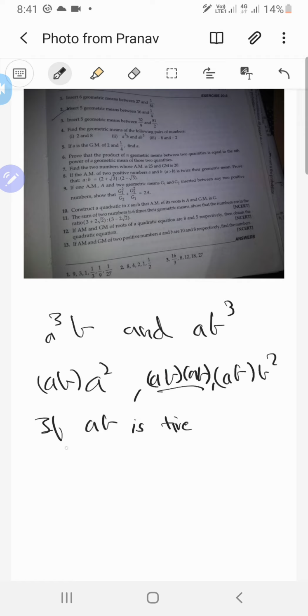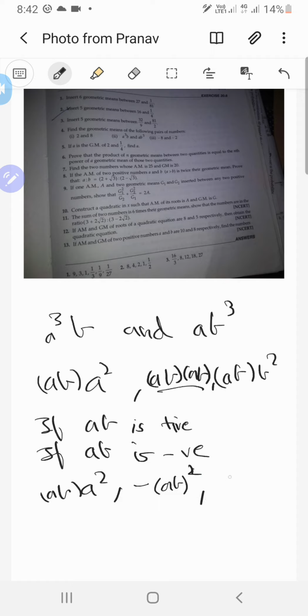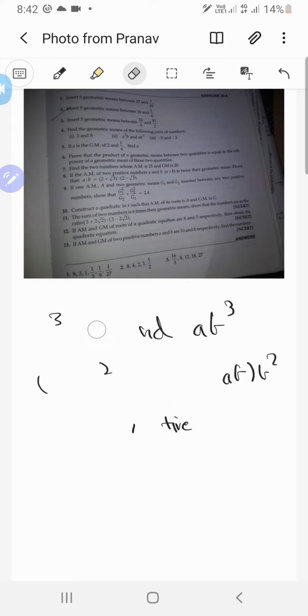That's nice. If ab is negative, then this is a negative quantity, this is also a negative quantity, so you should have a negative quantity in between them. So you have ab into a squared, and then you won't have this, because over here you should actually be having a negative quantity, so you will be having negative of ab squared. Fine. So that's nice. There are two cases to this problem.